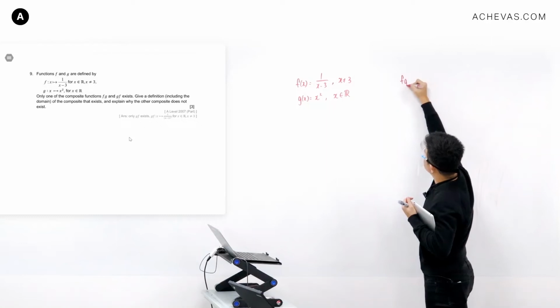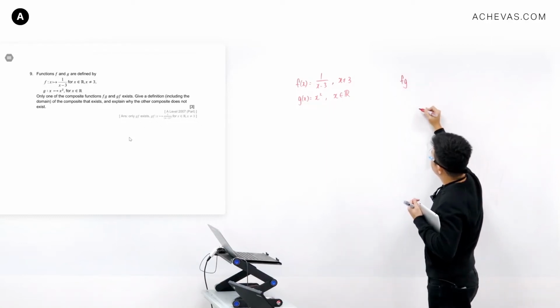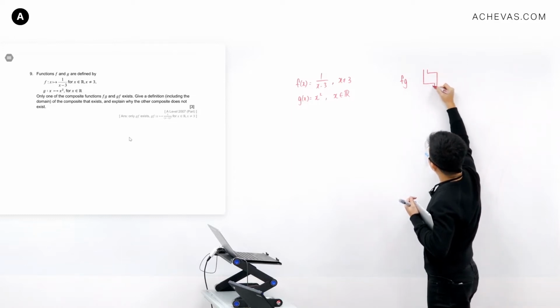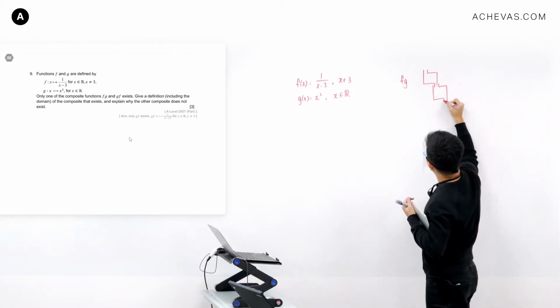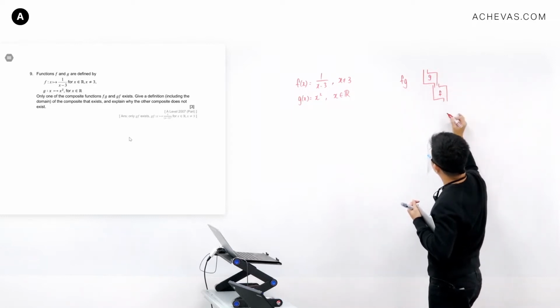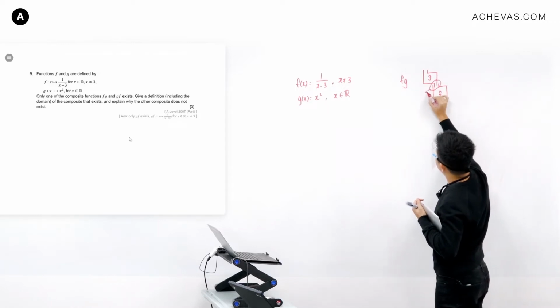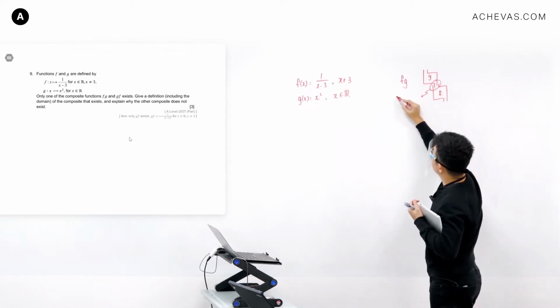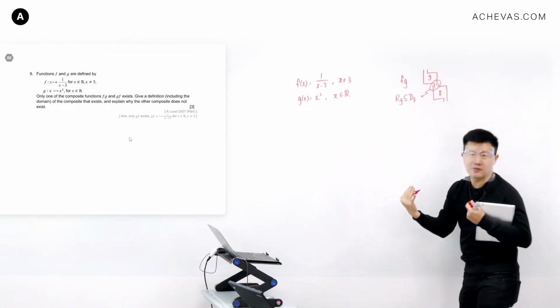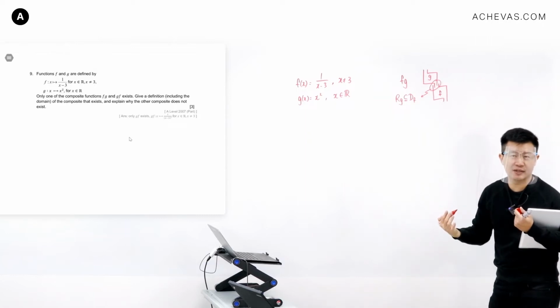So let's say we are analyzing fg. If I'm analyzing fg, let me draw my schematic. It is going to be first x going into g, then f. So first g, then after that f. For it to exist, I know what must happen. I want to make sure that the range of g is a subset of the domain of f. Everything that comes out from g must be entirely received by f. Then the composite function will exist.